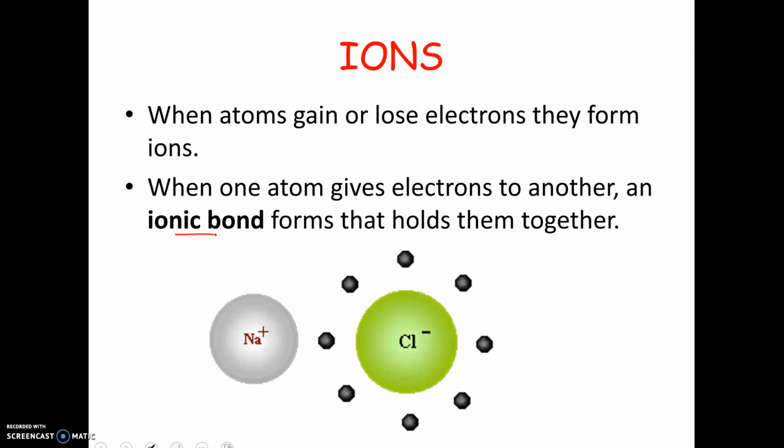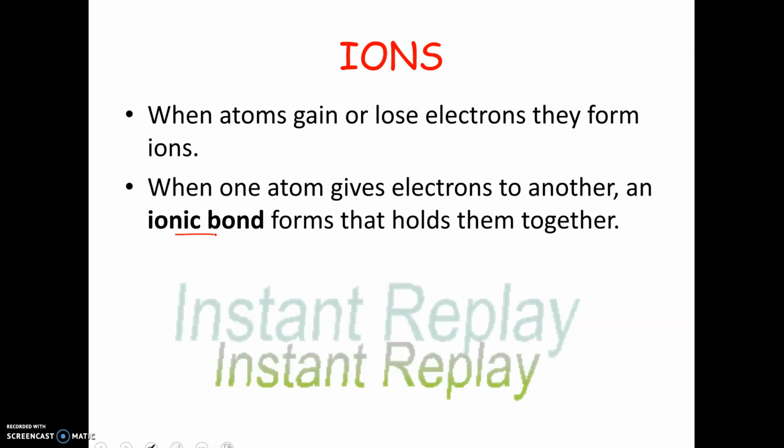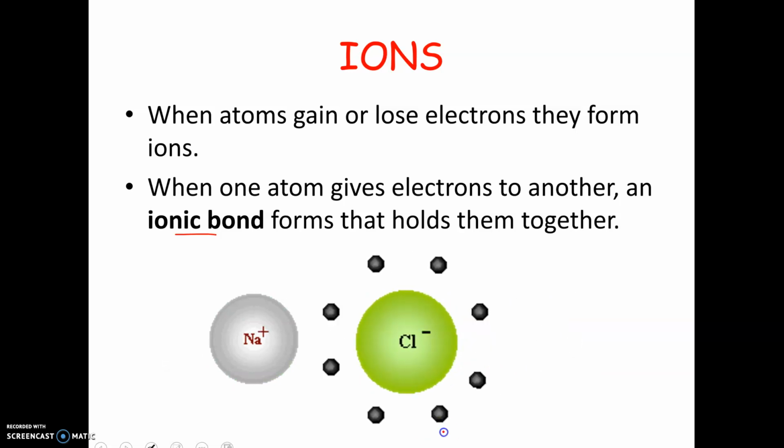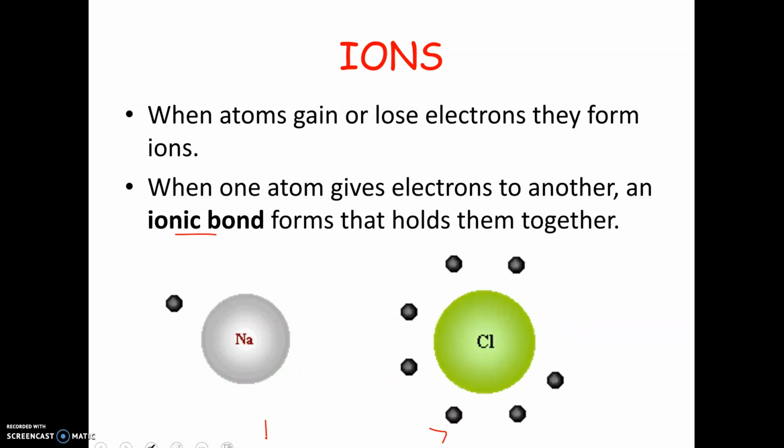And here's an example, and this runs pretty quickly, but if you look at the beginning, notice sodium has 1 electron. Chlorine actually has 7. So this has 1, this has 7 if you watch.